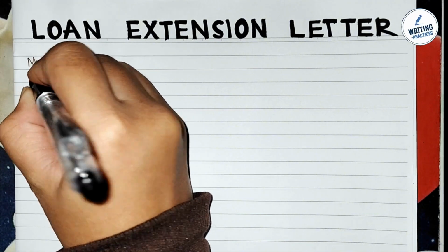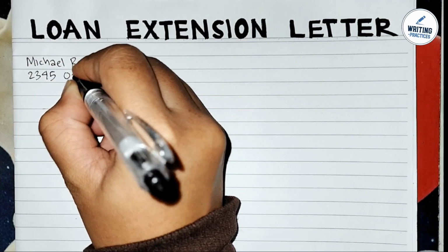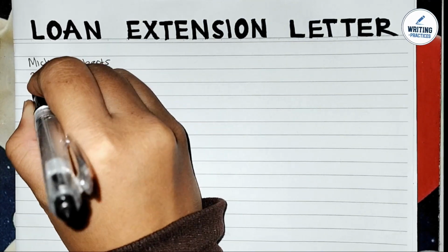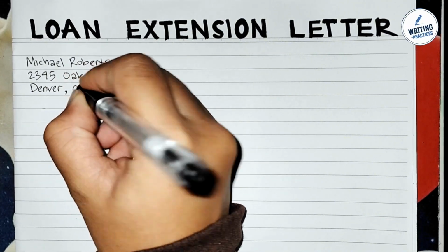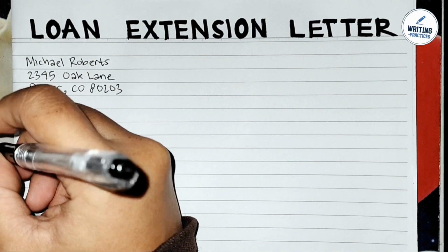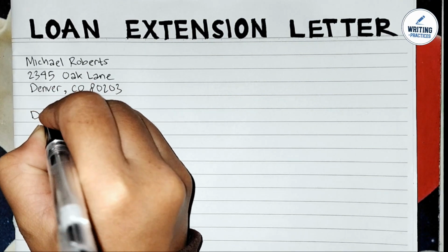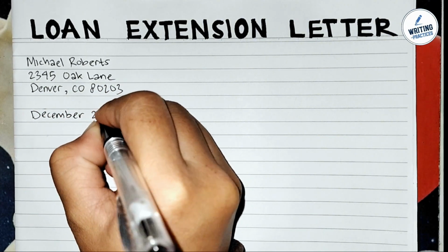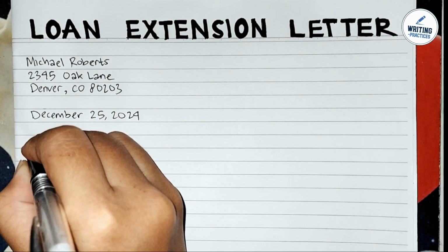This type of letter typically explains the reasons for the request, such as temporary financial difficulties or unforeseen circumstances that have impacted the borrower's ability to meet the original repayment schedule. The goal of the letter is to seek the lender's approval to modify the loan terms, specifically extending the loan term to make the monthly payments more manageable for the borrower. The letter usually includes relevant details about the loan, the borrower's current financial situation, and any supporting documentation that justifies the need for the extension.